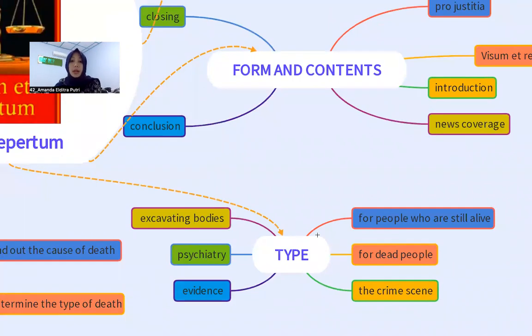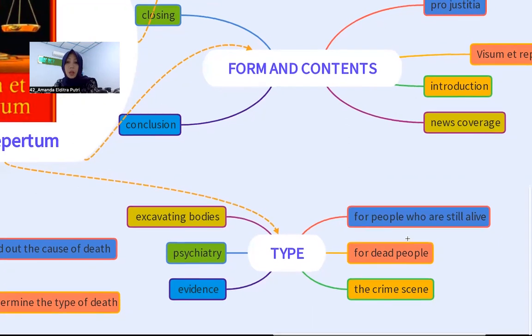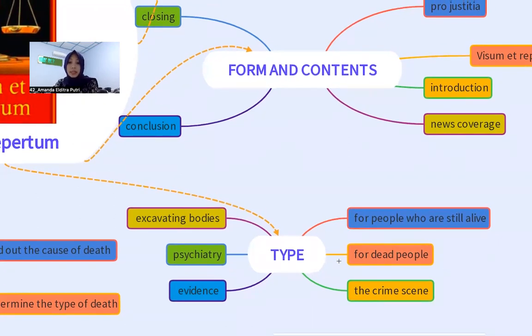Next, about type. There are 5 types of Visum et Repertum. 1. Visum et Repertum for people who are still alive. This type is further divided into 3: regular Visum et Repertum, given to the requesting party; temporary Visum et Repertum, given if the victim needs further treatment; and continued Visum et Repertum, when the victim does not require further handling. 2. Visum et Repertum for dead people.